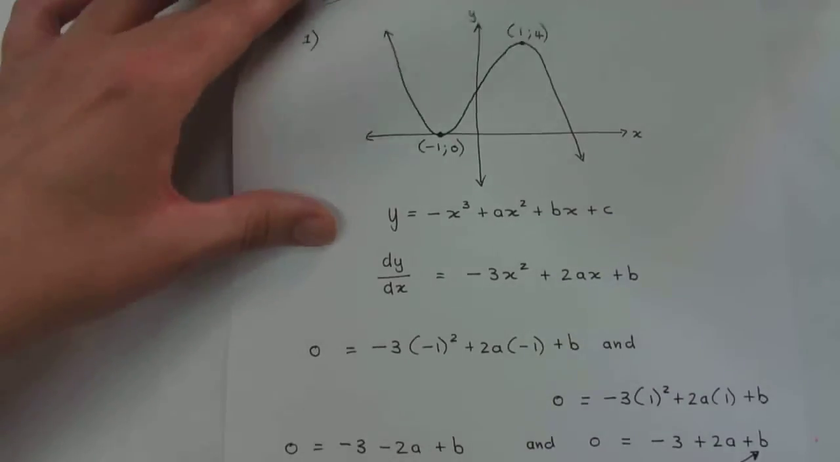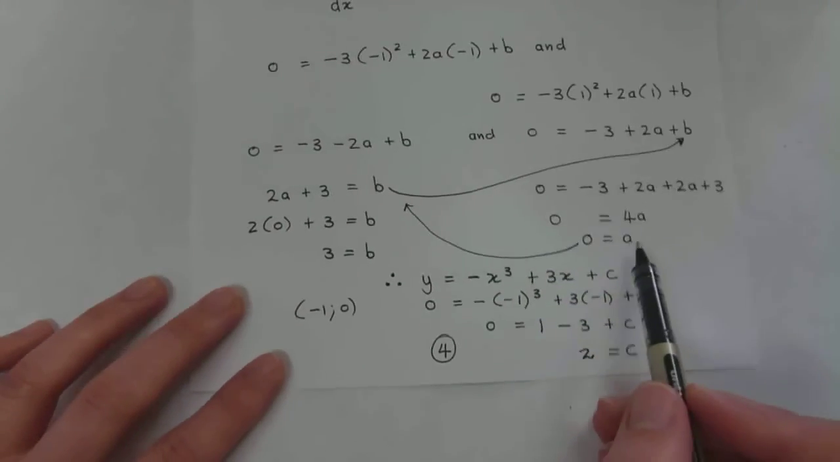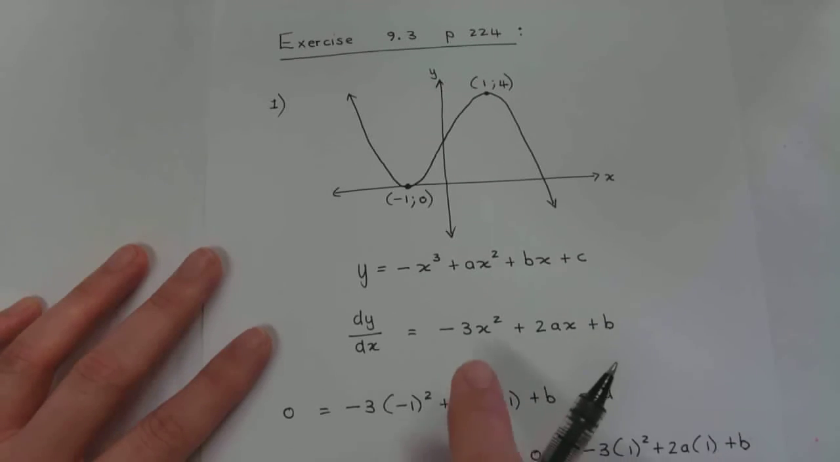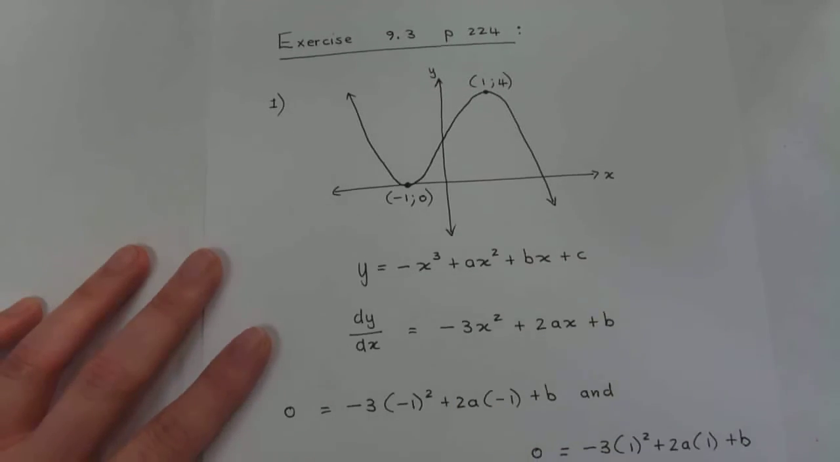So this is then, as requested, the a value of 0, the b value of 3, and the c value of 2. So I have answered my question, determine the values of a, b, and c.